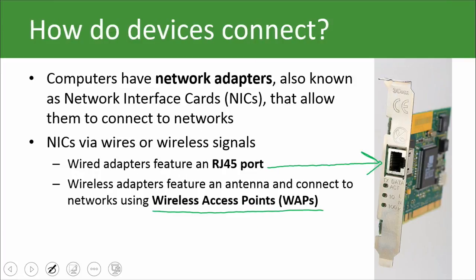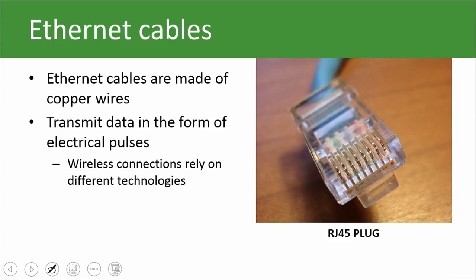And of course, if we take a look at our RJ45 port, we have to have something that we can connect that with. And that is an Ethernet cable, right? Ethernet cables are made of copper wires. They transmit data in the form of electrical pulses. Wireless communications rely on entirely different technologies, radio signals. So keep in mind that copper cables transmit data in the form of electrical pulses.